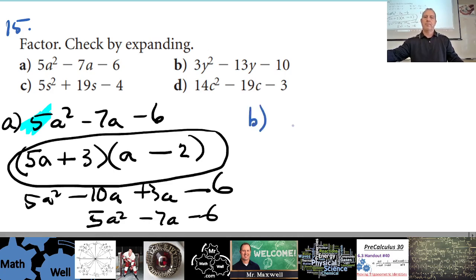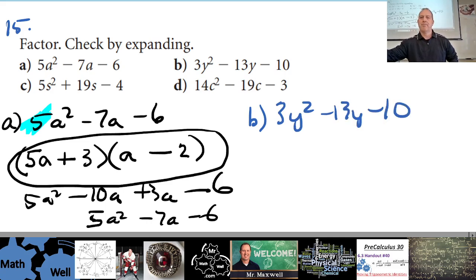Okay, let's do another one. Again, practice makes better. So 3y squared minus 13y minus 10. No common factor, can't simplify this at all. So I'm going to have to go with my two brackets. And yes, 3 is prime.